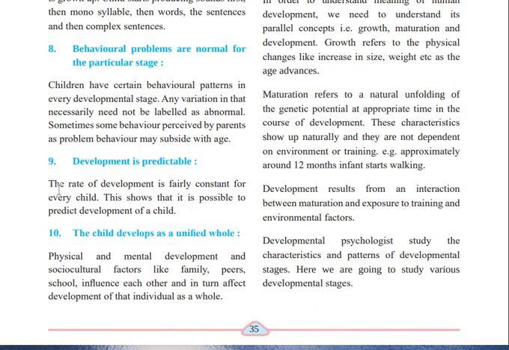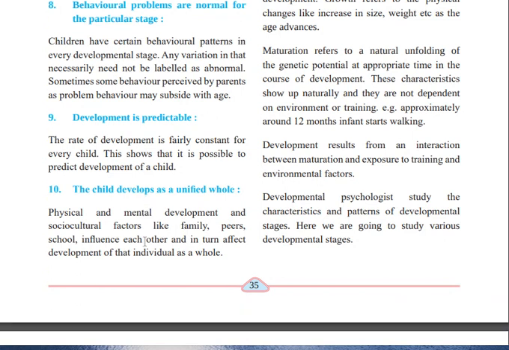And then, development is predictable. What it means, the rate of development is fairly constant for every child. Okay, the development is very constant, so anyone can predict it. This will happen at this stage. You can also predict, like at this stage the child will get milk teeth, and during this time the body will become weak. So the rate of development is fairly constant for every child. This shows that it is possible to predict the development of a child.